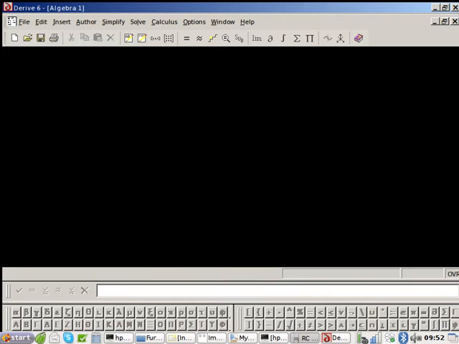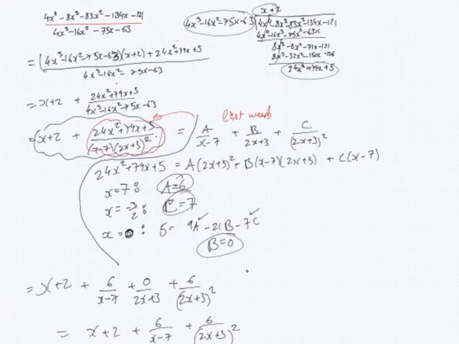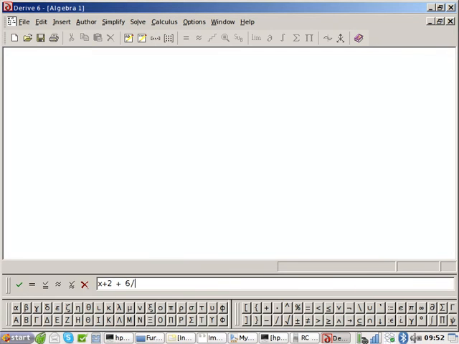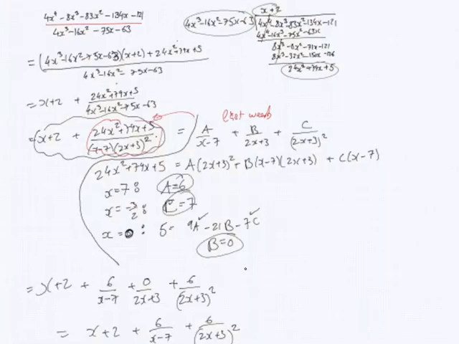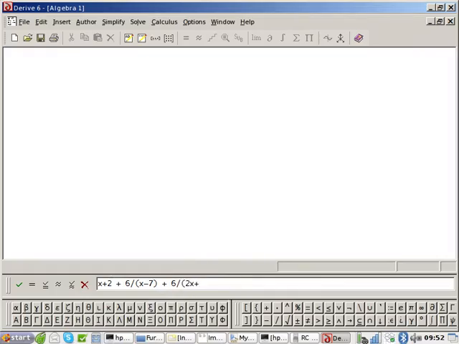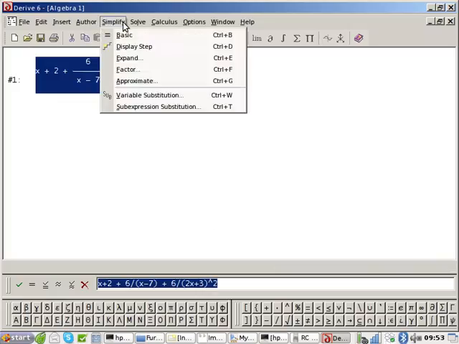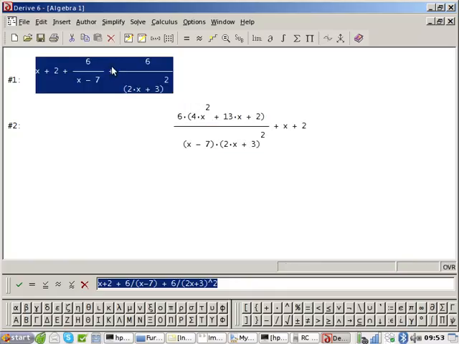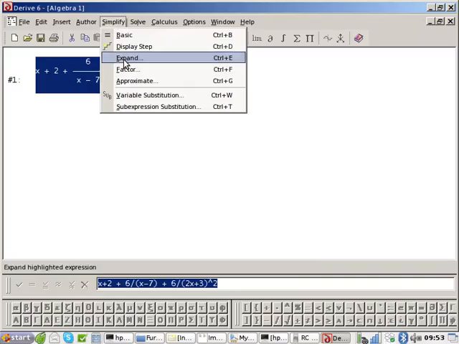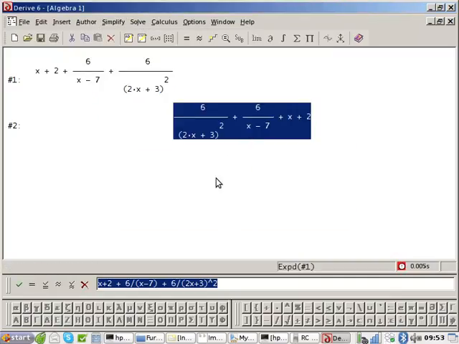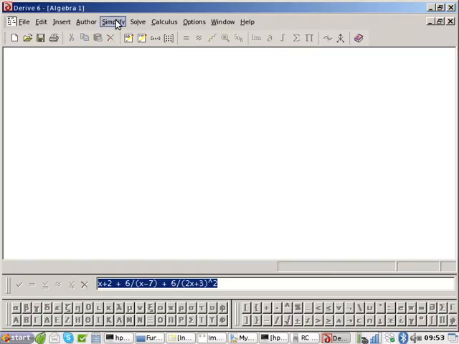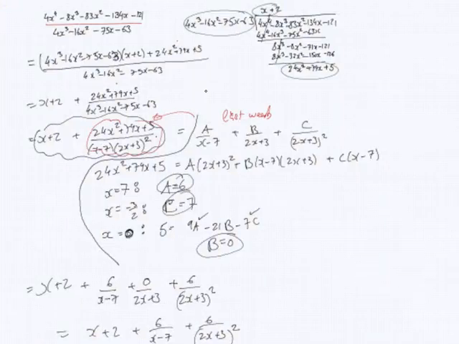Here we go. Oh wait, I need to write the answer down, don't I? x plus 2 plus 6 over x minus 7 plus 6 over (2x plus 3) squared. This is the answer we got. Now if I add this together, oh, it doesn't add it together. No, add together. Okay, maybe if I write the question down.